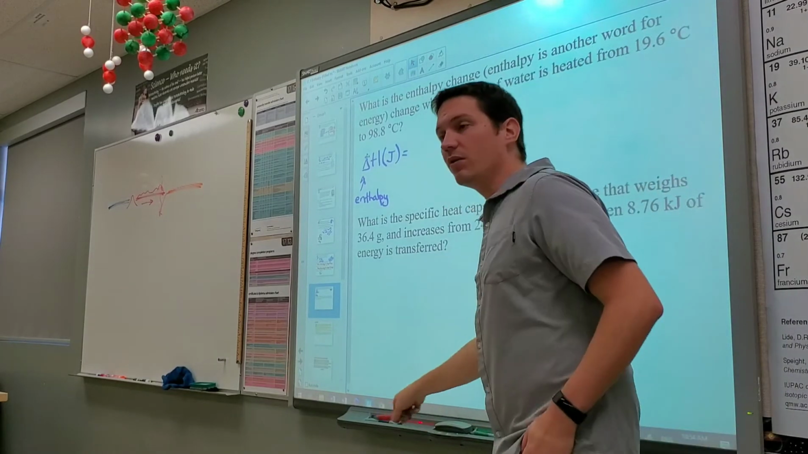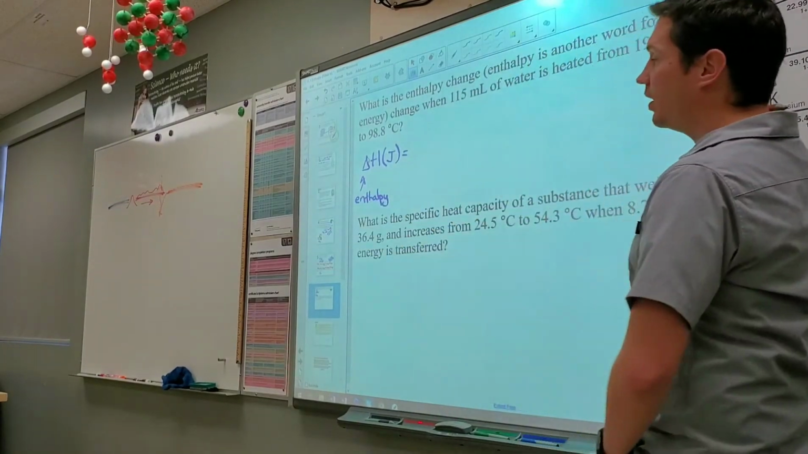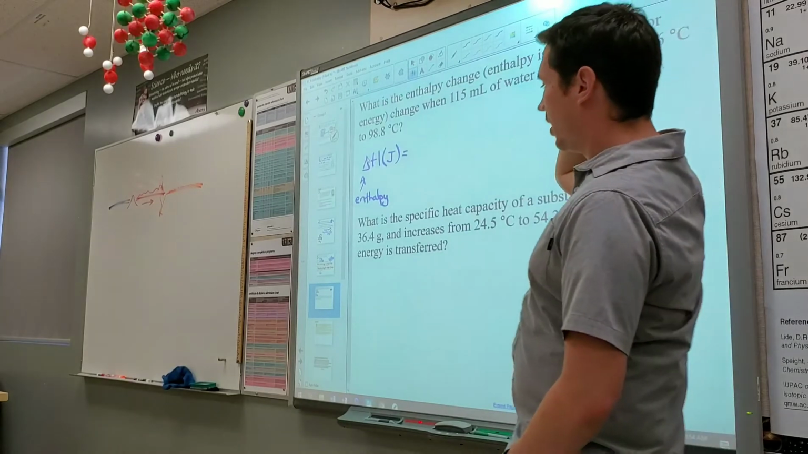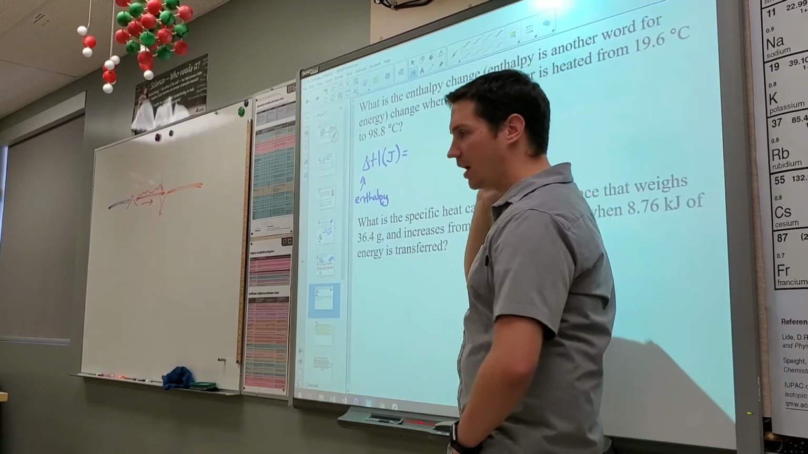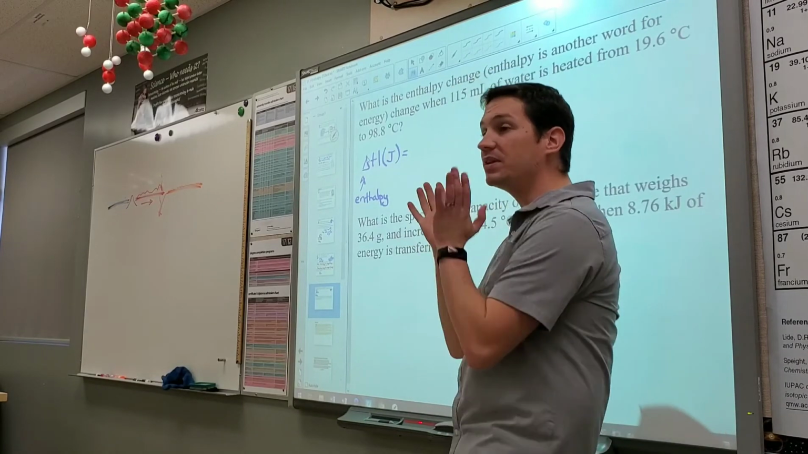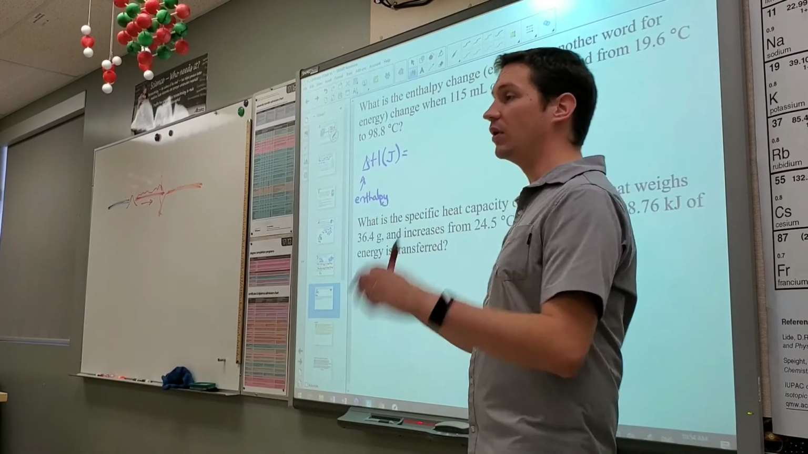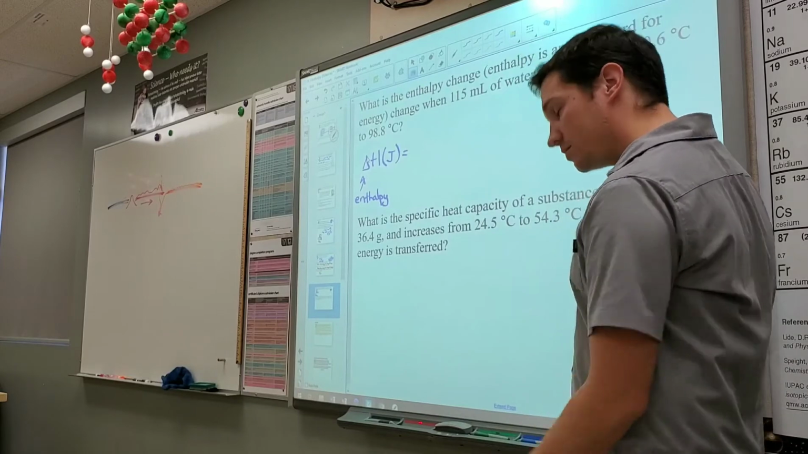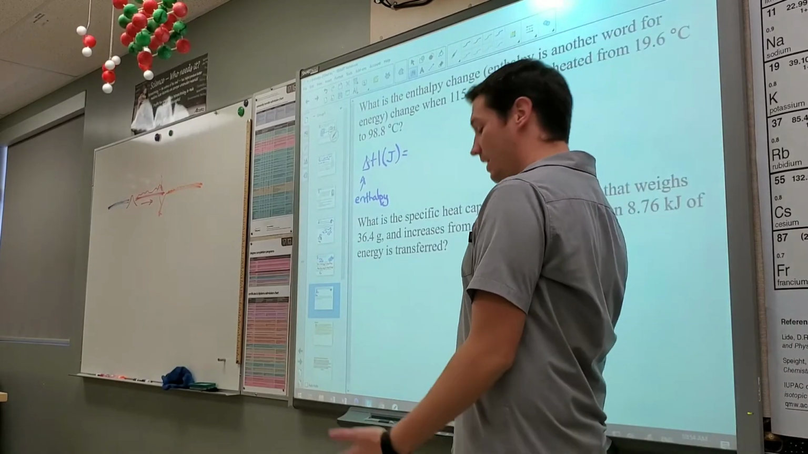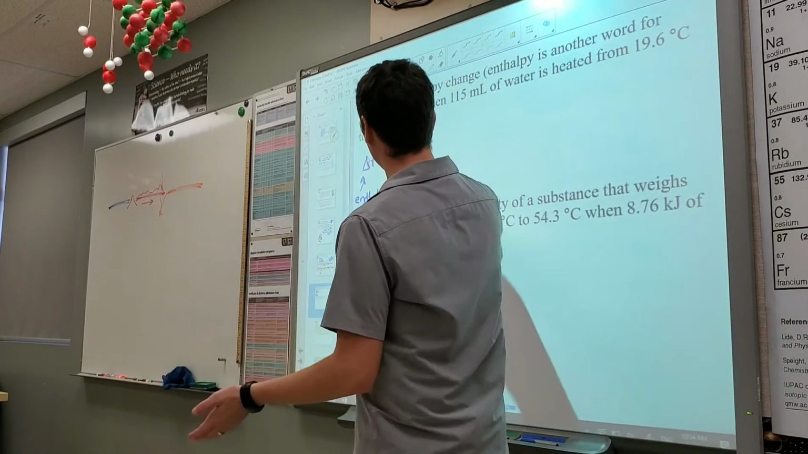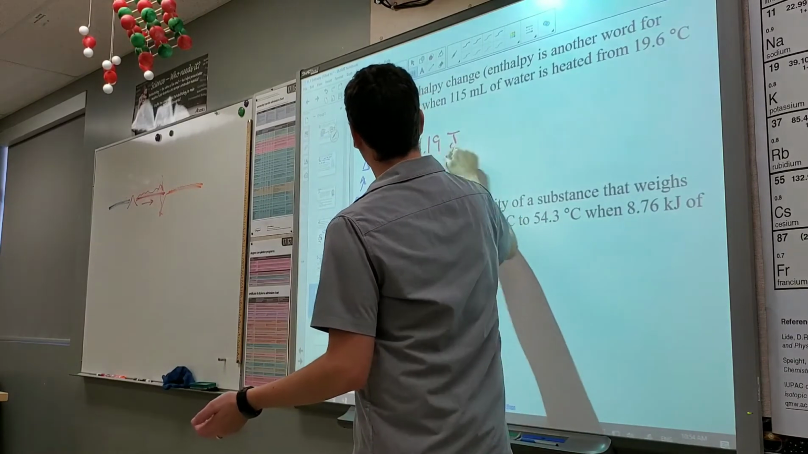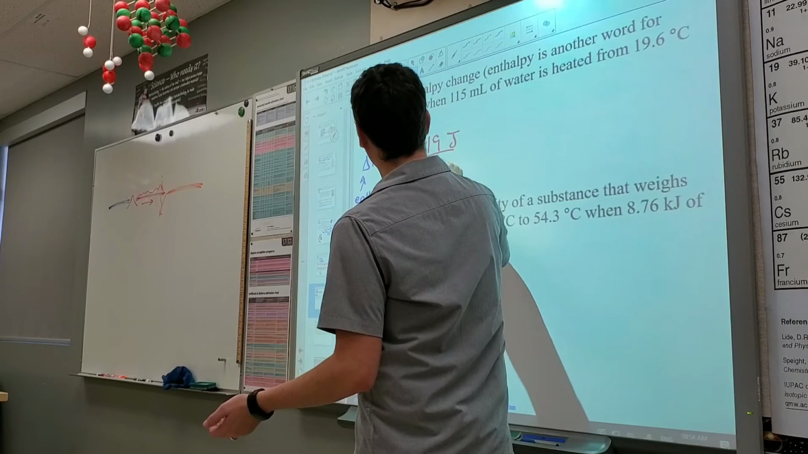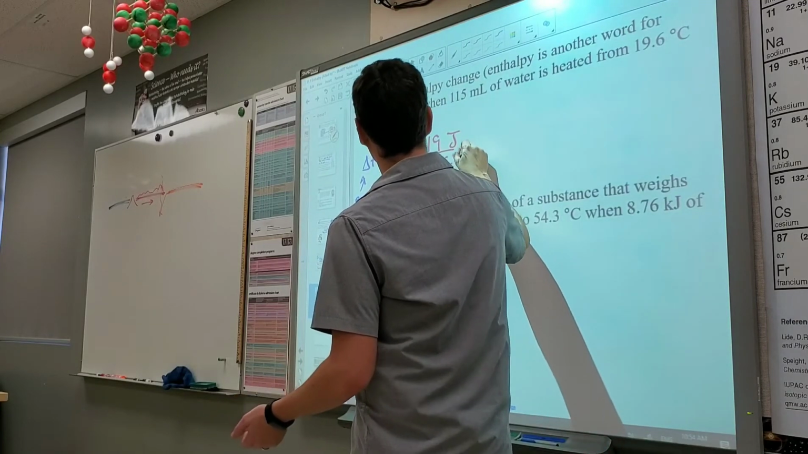The first thing you're not going to really know how to do this very much, but what I want to ask you is, what substance are we talking about? Water. And what do you know about something to do with heat and water? What do you know about it? It's got a specific heat capacity of 4.19 joules for every 1 gram and 1 degree Celsius.